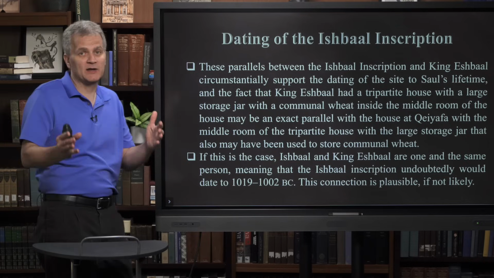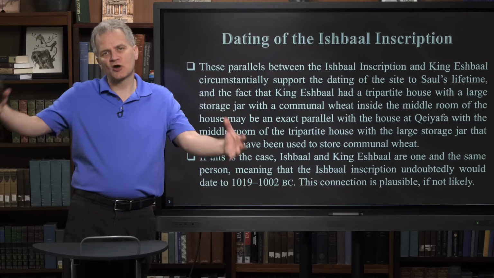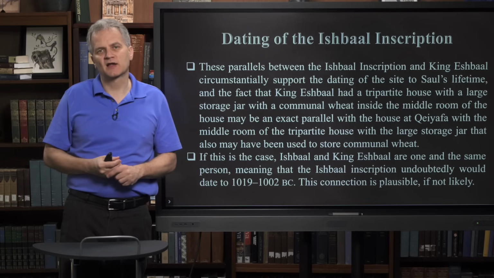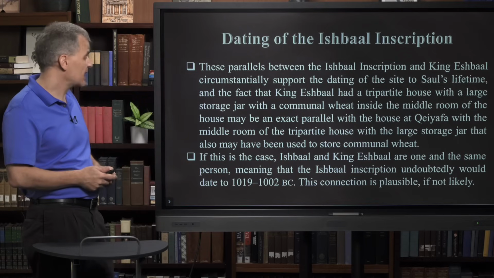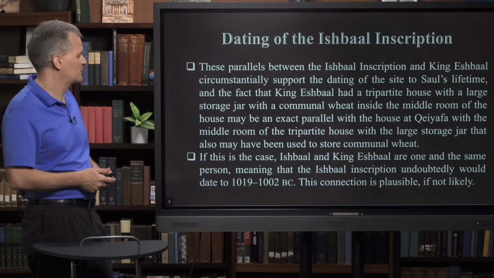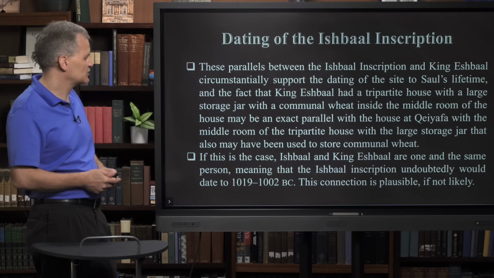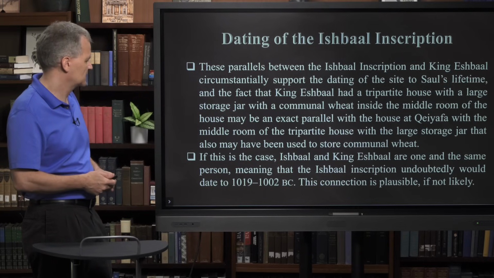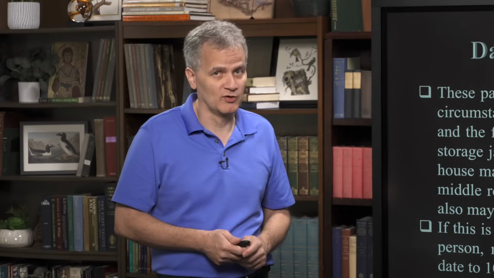And that would explain why you have this jar in the central room, the largest room in one of the larger sized houses at Khirbet Qeiyafa. If this is the case, Ishbaal and King Ishbaal are one and the same person, meaning that the Ishbaal inscription undoubtedly would date to 1019 to 1002 BC. This connection is plausible, if not just likely.